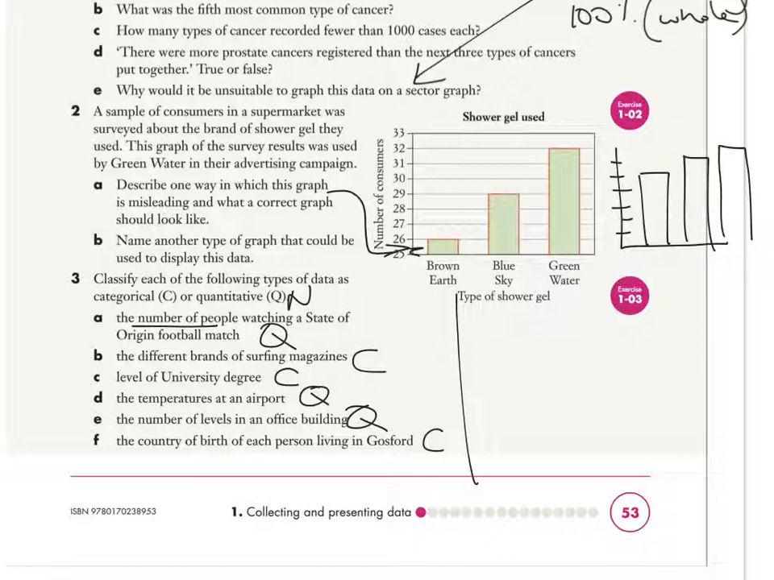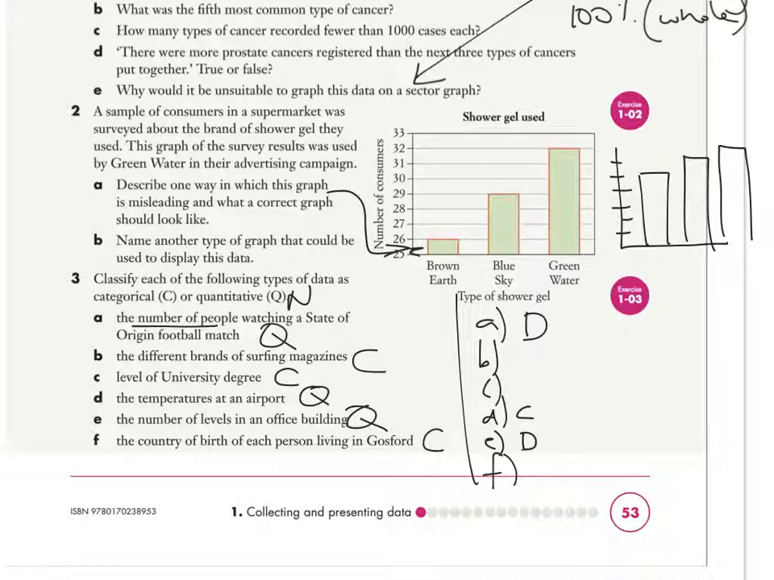Okay, so A is numerical or quantitative. Now the number of people, that is definitely discrete because it's found by counting. Okay, temperatures, D, is continuous because it's found by measuring. The number of levels in an office building, that is done by counting, so it is discrete.